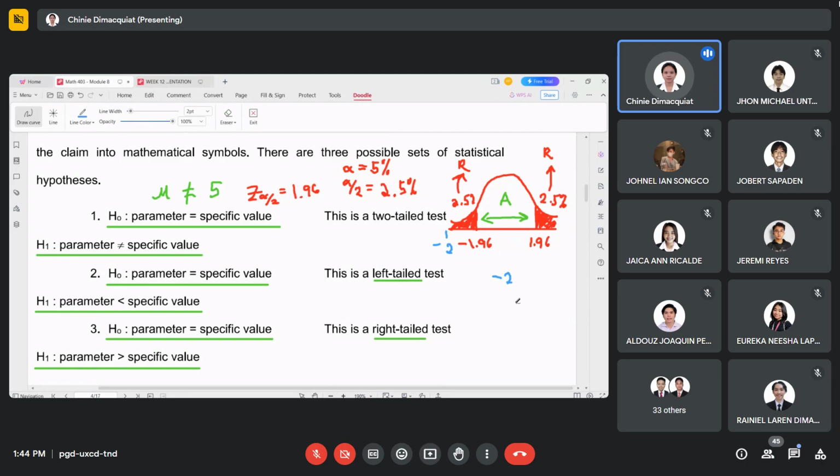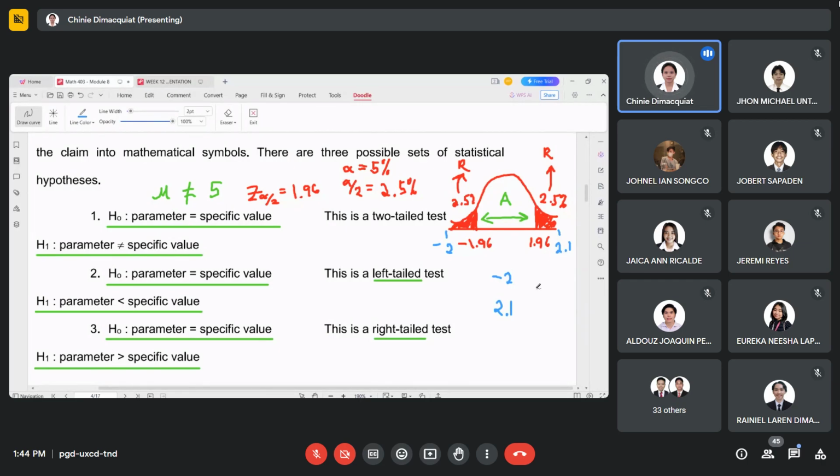Let's say the value we got is 2.1. Let's plot it here. Can't we find it here? So since 2.1 is still under our shaded region, or rejection region, we need to reject our null hypothesis.